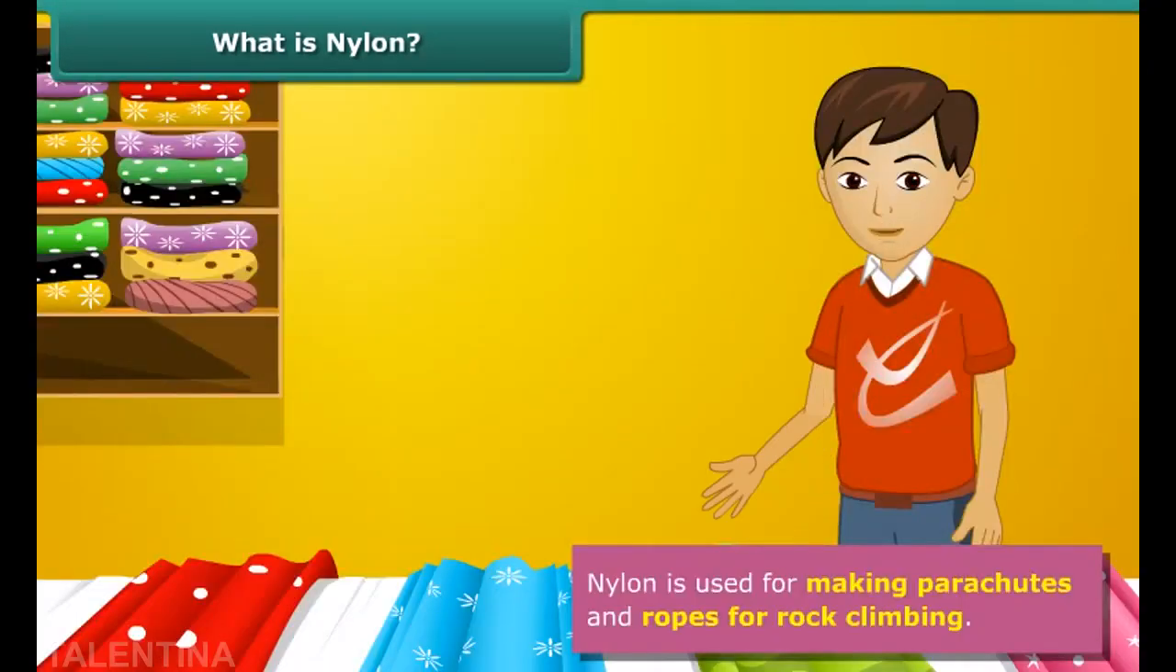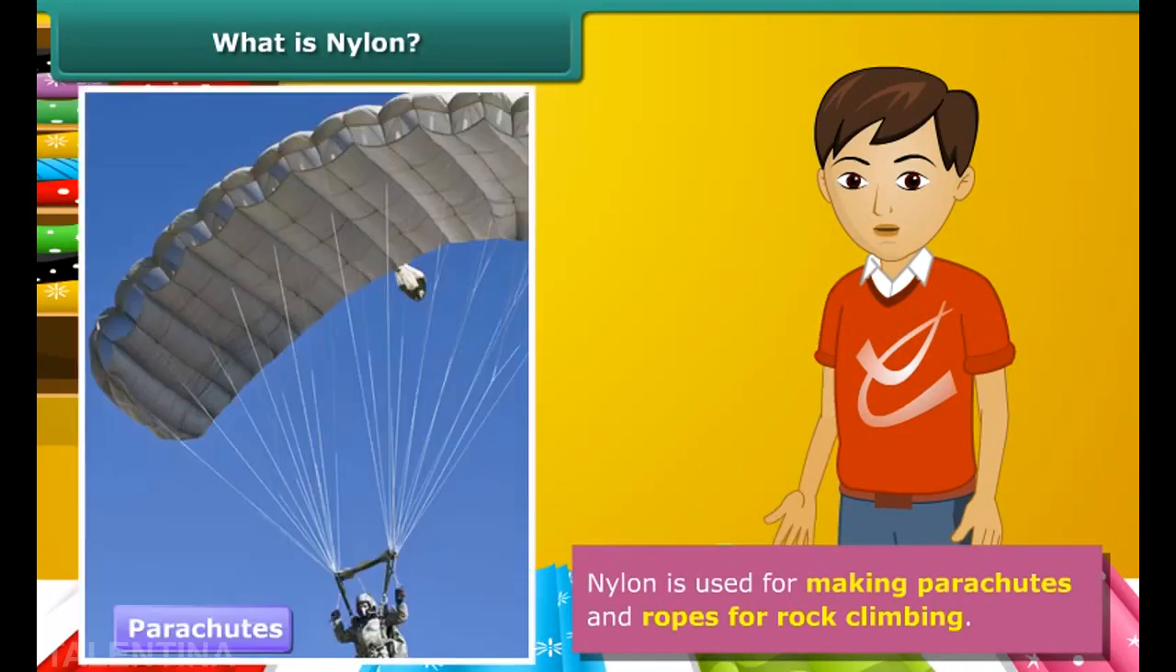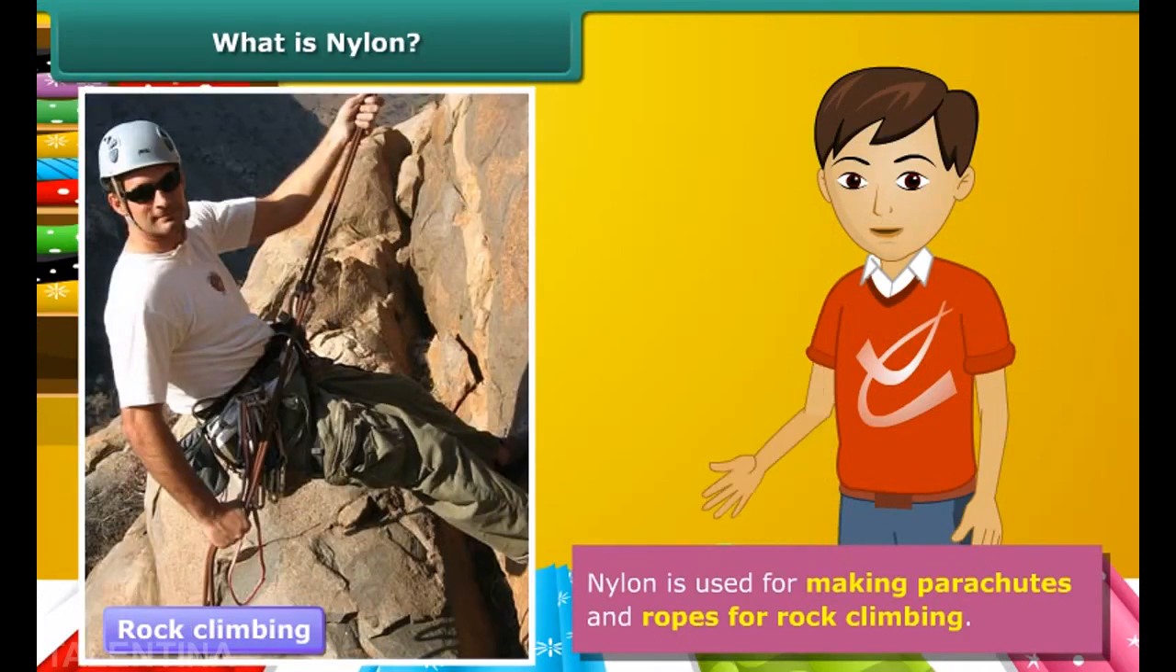Can you guess which fiber is used for making parachutes and ropes for rock climbing? Yes, it is nylon fiber, since it is stronger than even a steel wire.